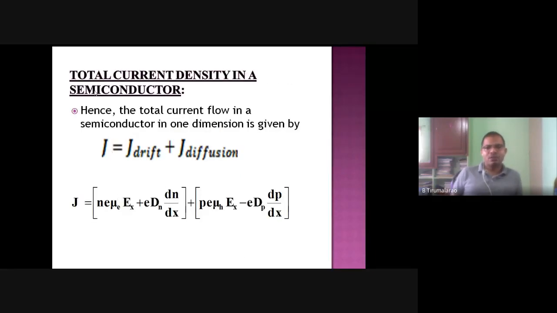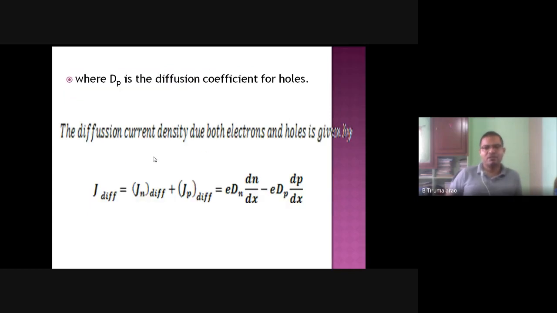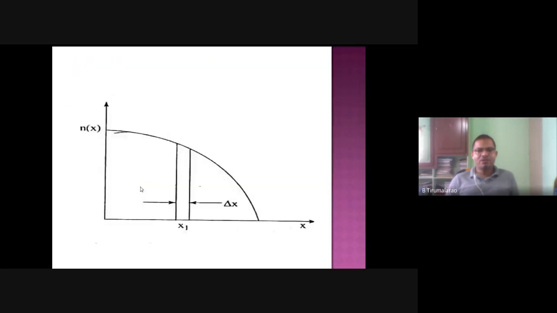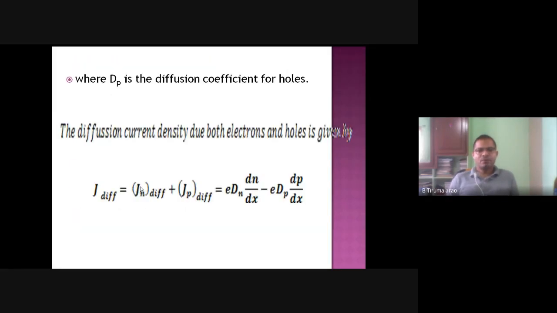So the total current density in a semiconductor is J equal to J drift plus J diffusion. We know what the J drift value is. See here, this is the J drift: n e mu e E plus p e mu h E. What is J diffusion? J diffusion is equal to e Dn dn by dx minus e Dp dp by dx.